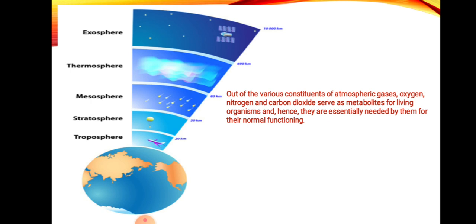The next one is the mesosphere. The mesosphere is situated above the stratosphere and below the thermosphere, spread from 50 to 80 kilometers altitude. Next, the thermosphere. The thermosphere is above the mesosphere and extends from about 90 kilometers. Then the exosphere, the outermost region of the planet's atmosphere. Here air density is very low, and it may extend up to 10,000 kilometers.